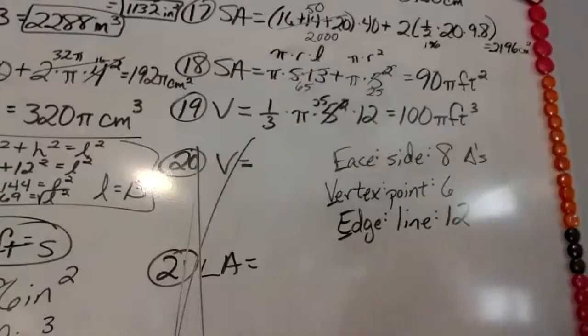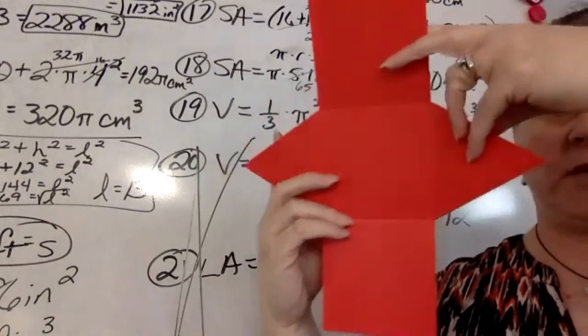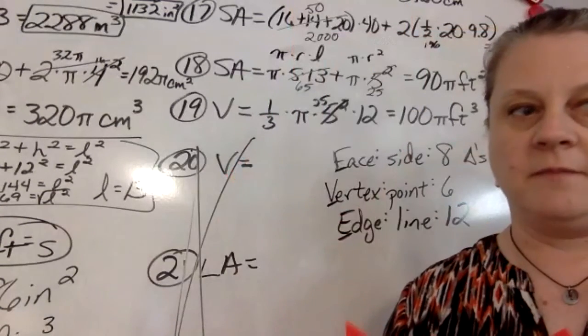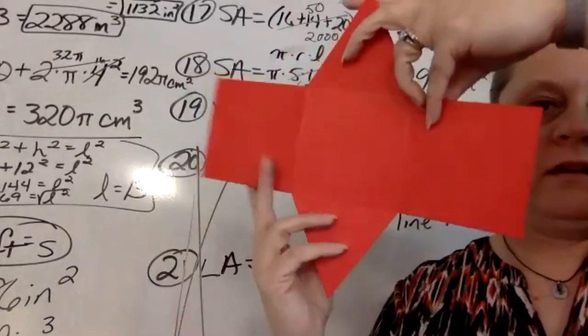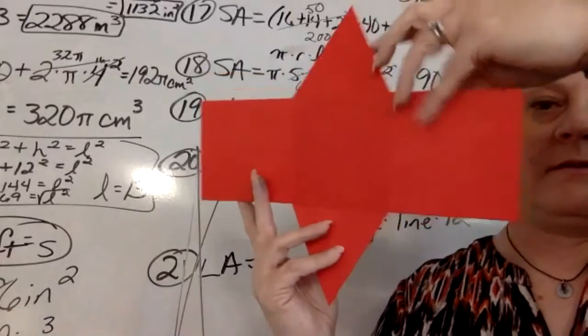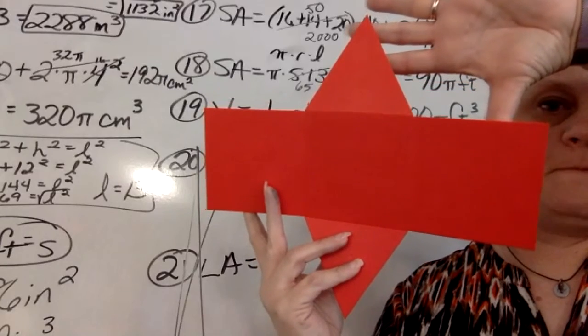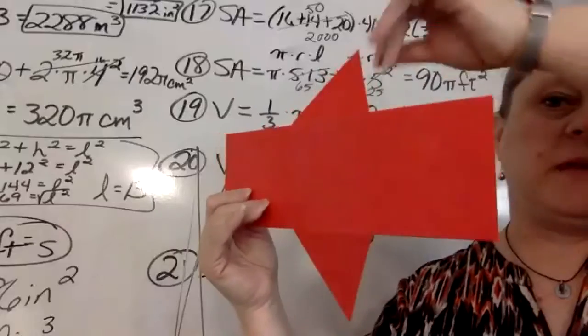Now number 2 deals with a net. A net is what you get when you take the sides of the 3-dimensional figure and you lay them out flat. So we had different shape ones. This one right here would make what shape? A rectangle. Well, we got 3 rectangles and we got what?